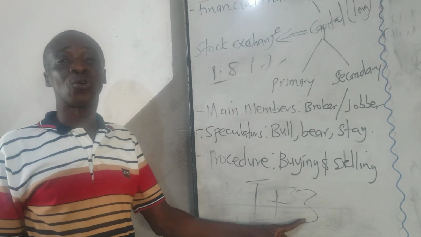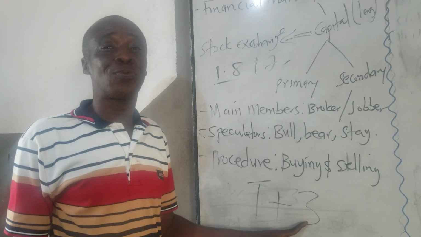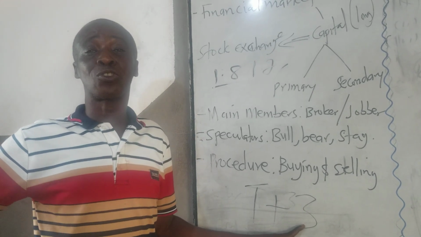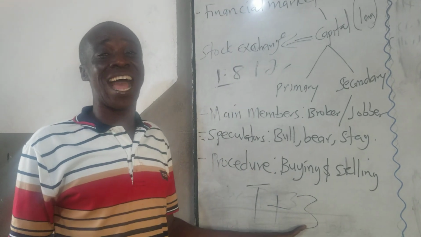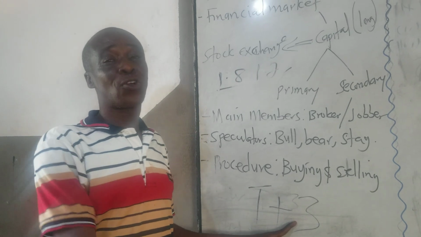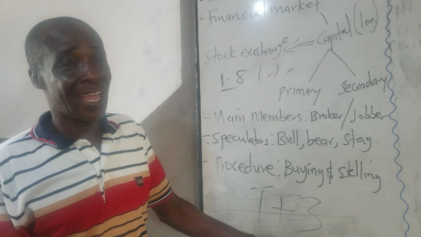So it is not like you go to the normal market where you want to buy any commodity, you want to buy tomatoes, you want to buy cassava, and then you pay the money immediately, unless the person is giving it to you on credit. Here, you will not get it. It is after 3 days. So take note of that one too.